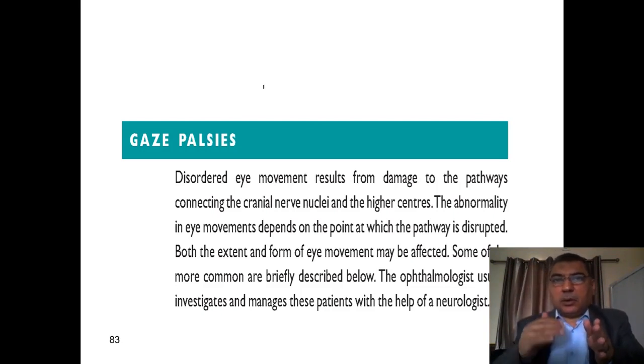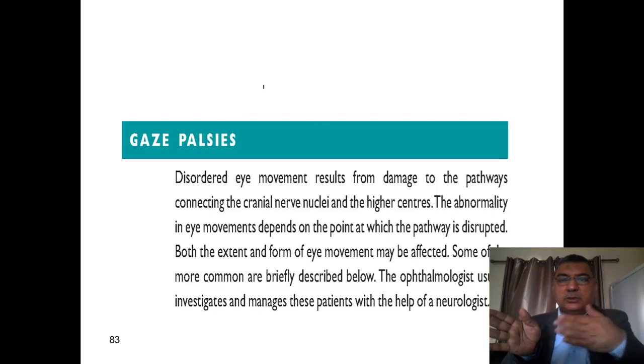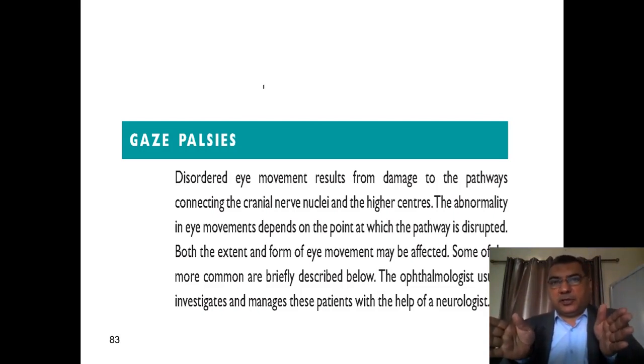There is another subtype of this gaze palsy, which is the affection of only the fibers coming from the right gaze center to the left medial rectus in the medial longitudinal fasciculus. So if these fibers are affected by infarction or tumor and so on, if the patient tries to do right gaze, for example, the right eye will move to the right and the left eye is not going to move. And this problem is called internuclear ophthalmoplegia.